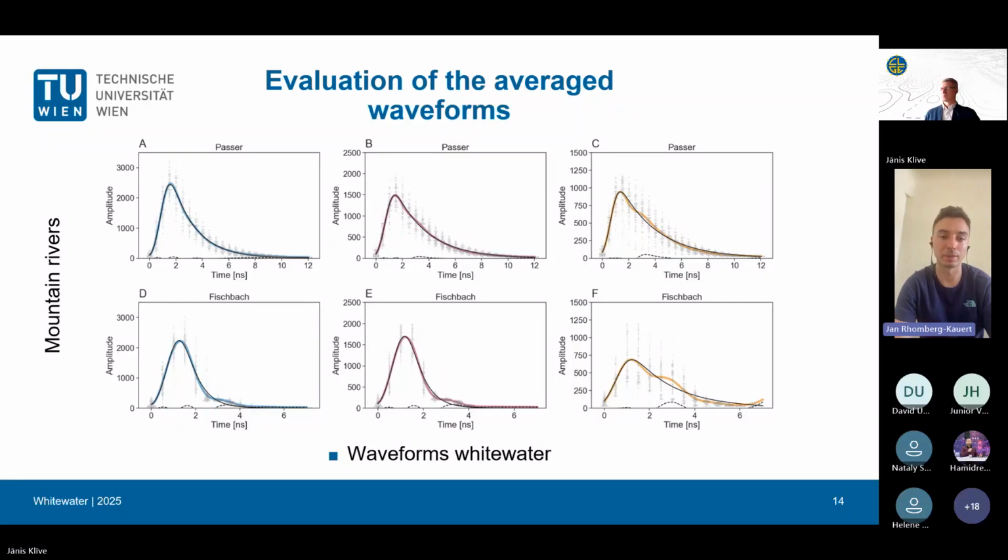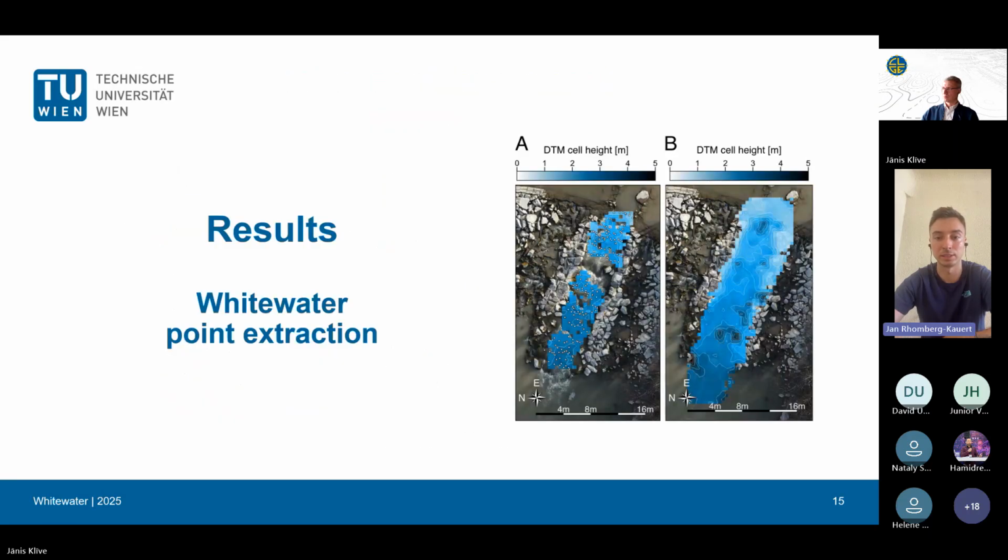But as you can see here, for the mountain rivers, especially I want to draw your attention to the panels on the right. There we have the low amplitude waveforms, and there you can see in black the convolution fitted to these average waveforms, and then the dotted line is the residual. As you can see here, especially for the Fischbach River, there's a second peak to be detected.